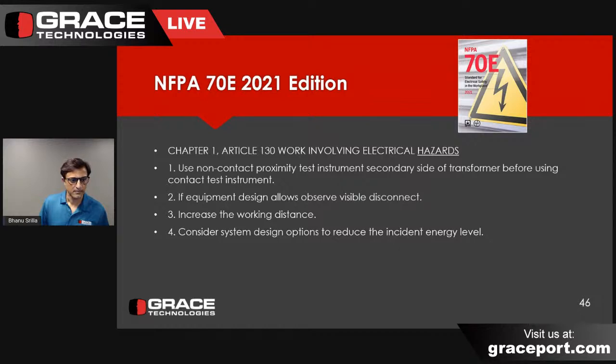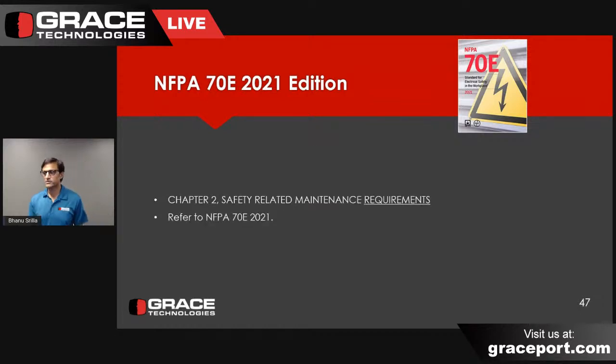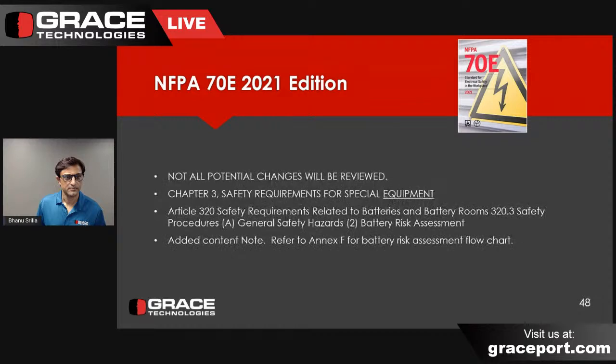So Ben, if you can just advance the slide, and we'll keep moving here. Yep. Sorry. So now we go to chapter 2. As far as chapter 2, there were really no changes in 70E related to safety-related maintenance requirements. And again, in chapter 3, there are two significant changes that were made, which are batteries, and a new electrical hazard identification flowchart for work on batteries was added to Annex F. So I encourage you to take a look at that.